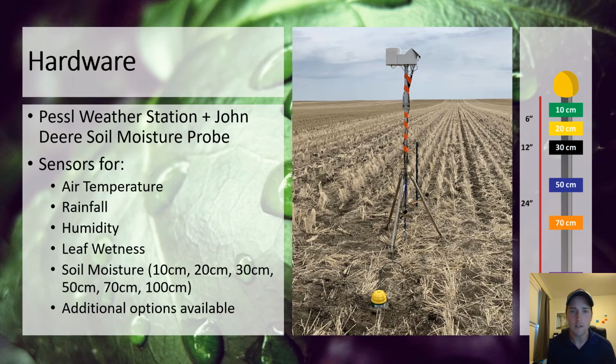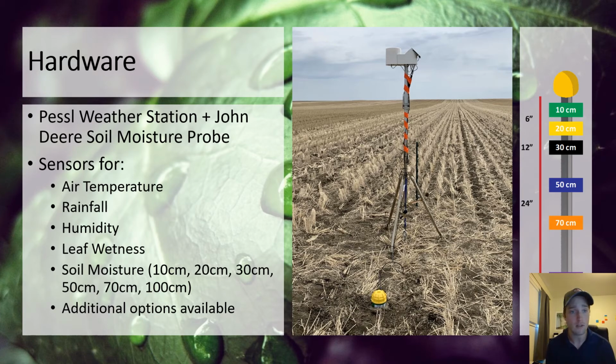Okay, so switching gears a little bit to the actual technology here. So having just a bit of a definition of the hardware. What makes this work for us is a Pessl weather station. So that's the above ground portion there. That's a company based out of Austria, so they're supplying the hardware for the sensors above ground. And the soil probe is actually a John Deere soil moisture probe.